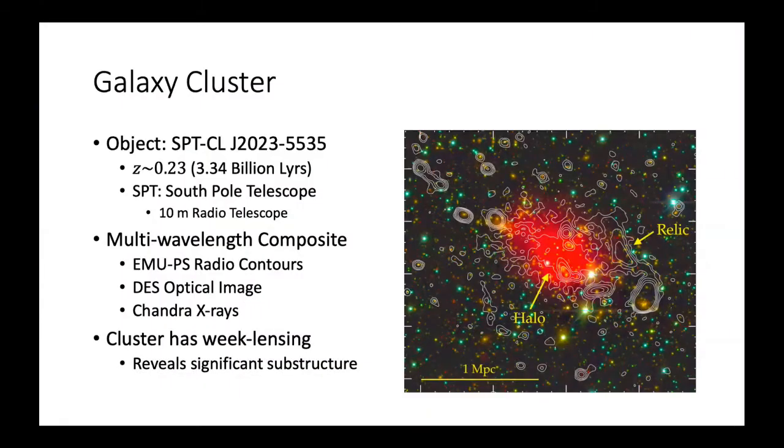Okay, and then the last image. This is a galaxy cluster. It's a composite image, what's called a multi-wavelength image. It has EMU radio contours, DES optical image, all these colors, and then the red here is the Chandra X-rays. So this is contributing to what's called multi-spectrum astronomy.